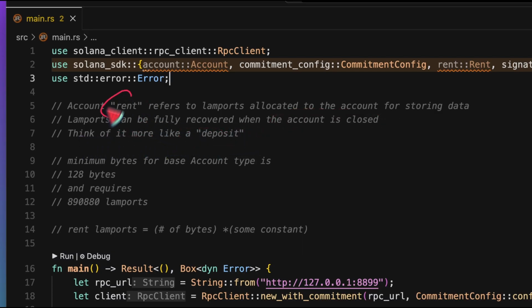The reason the term is called rent is because previously there was a mechanism where some amount of lamports would regularly be deducted from the account, but that's no longer the case. So you can just think of the term rent as a deposit you have to allocate to store some data on chain on an account.